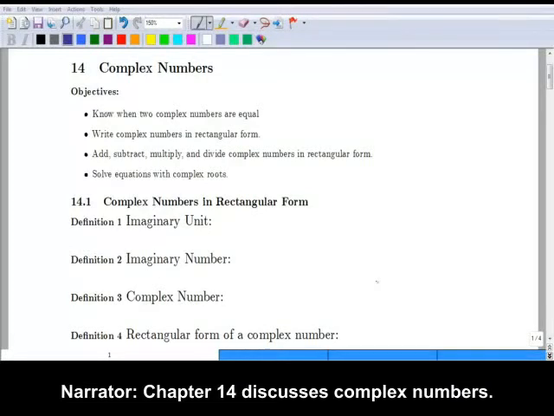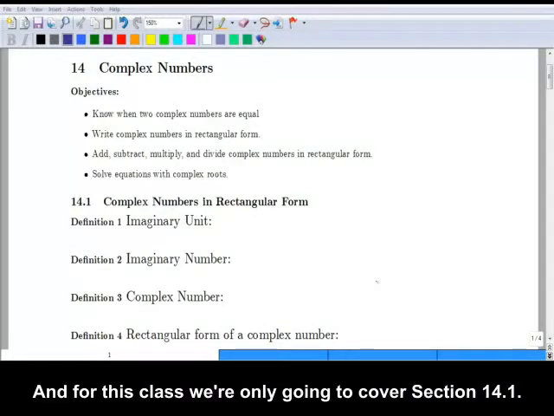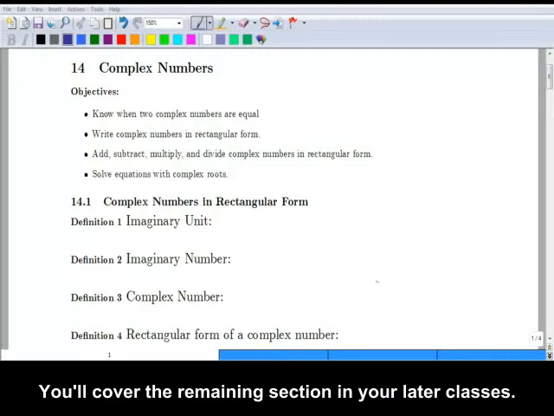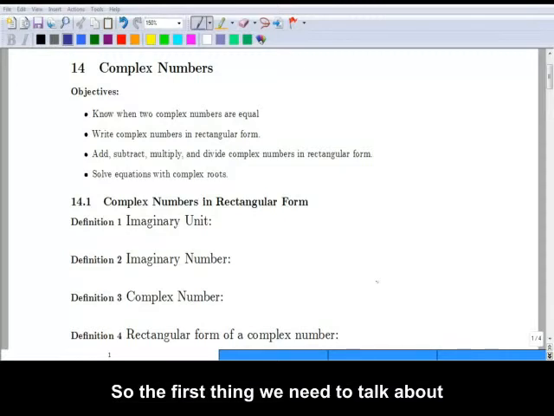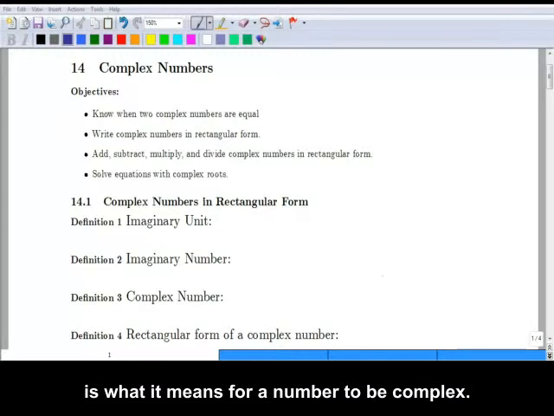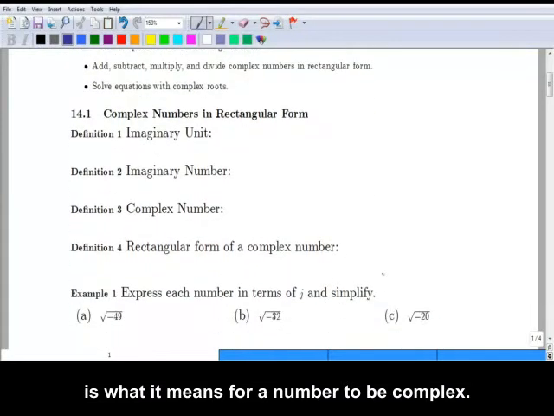Chapter 14 discusses complex numbers, and for this class we're only going to cover section 14.1. You'll cover the remaining section in your later classes. So, the first thing we need to talk about is what it means for a number to be complex.